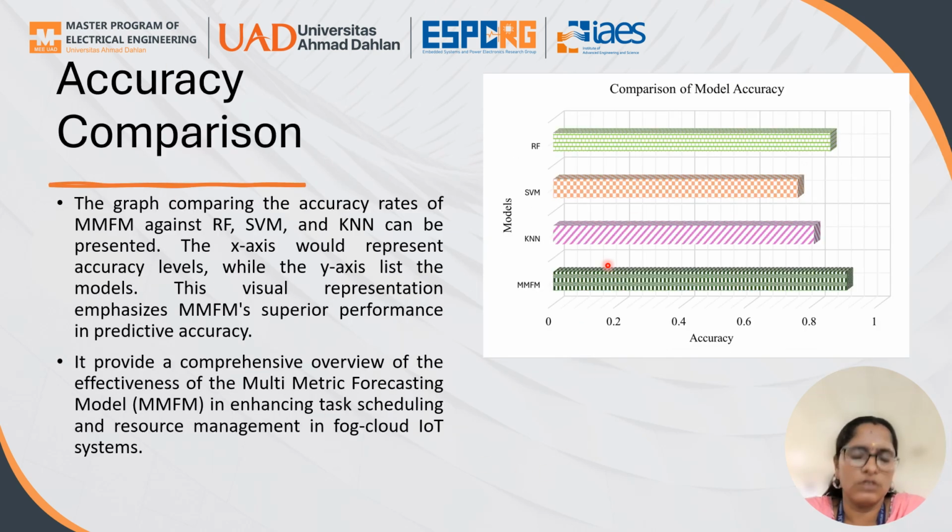And this graph shows the accuracy comparison with other models like random forest, SVM, and KNN. Compared to all the other three algorithms, my accuracy in MMFM is more than 80 percentage. In this graph, we can see random forest is getting around 82 percentage, and this MMFM model I'm getting 86 percentage.